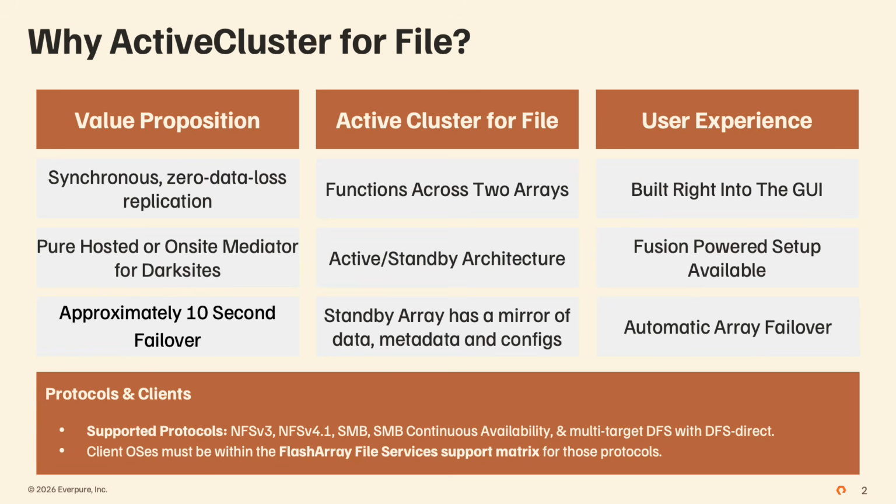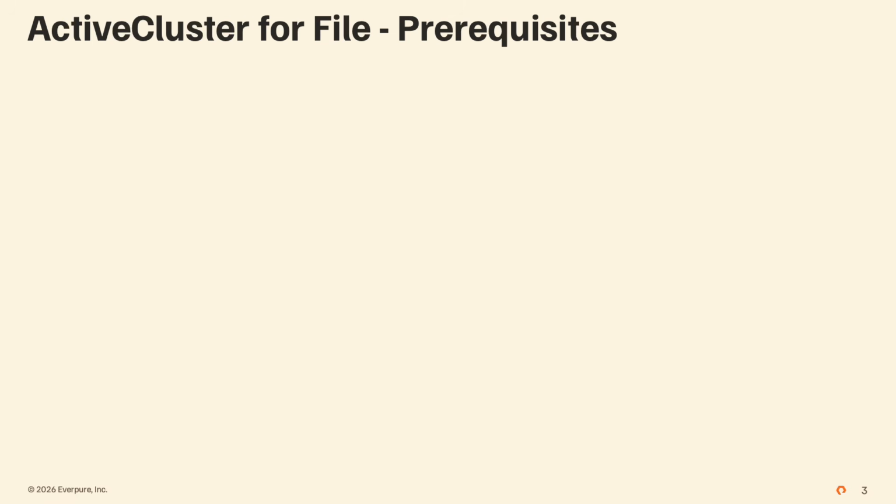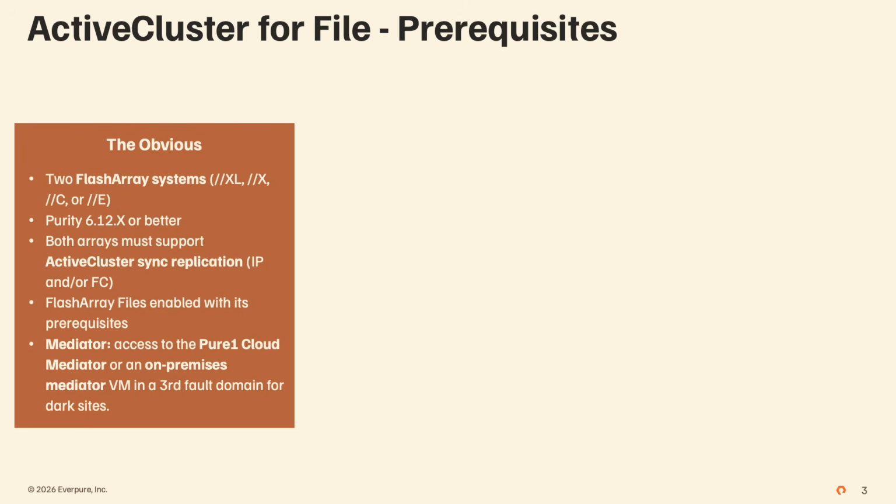Now, what about the protocols and clients? Well, the supported protocols are what you would expect: NFS v3, v4, SMB, SMB continuous availability, and multi-target DFS with DFS Direct. But the client operating systems must be within the FlashArray file services support matrix for those protocols. You can find that on our support site. All right, now that we understand the value of why ActiveCluster for File, let's talk about some of the prerequisites. First off, there are the obvious things, right? You need two FlashArray systems, whether they're X's, XLCs, or E's.